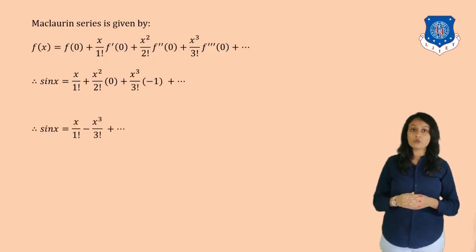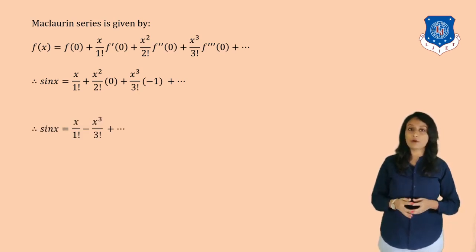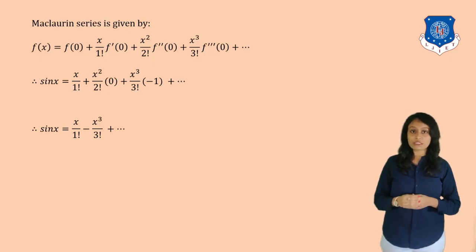Simplify it. So you will get sin x is equal to x upon 1! minus x³ upon 3! and so on. So this is the Maclaurin series of sin x.